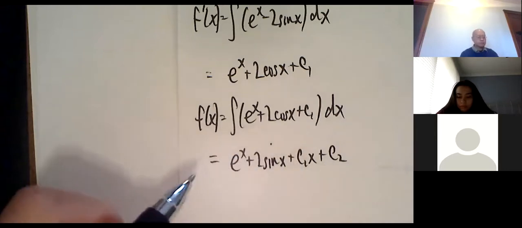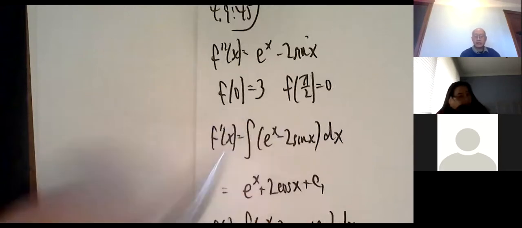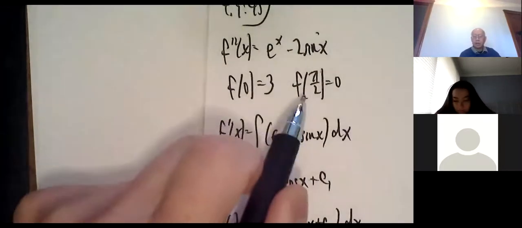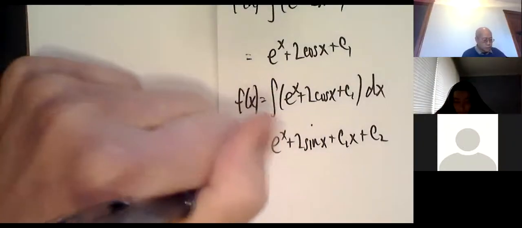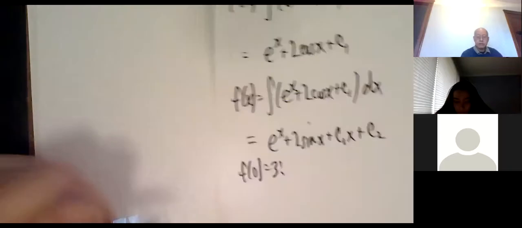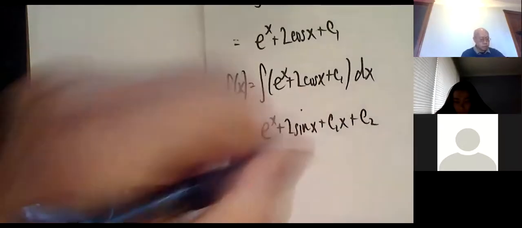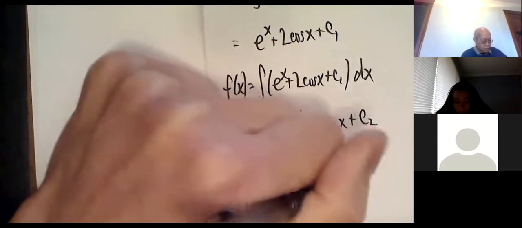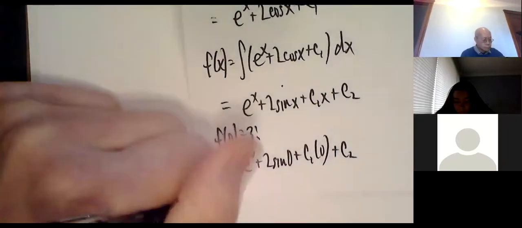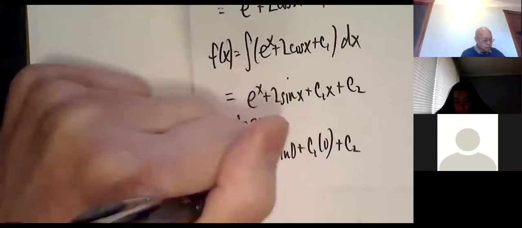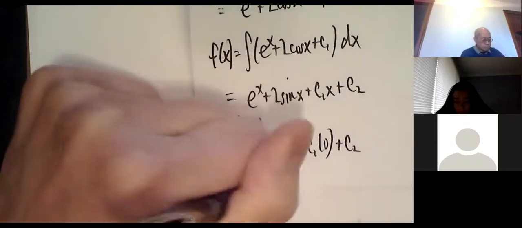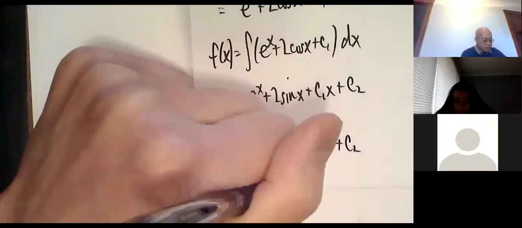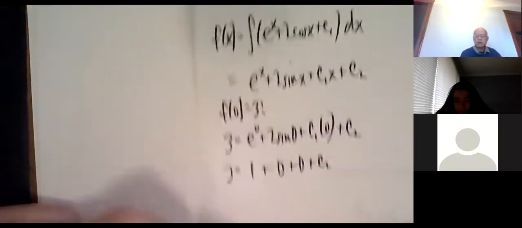It works. Okay, and now I take advantage of this information. When I plug in 0, I get 3. When I plug in pi over 2, I get 0. So f of 0 equals 3, meaning 3 is the answer when I plug in 0. So e to the 0 plus 2 sine 0 plus c1 times 0 plus c2. E to the 0 is 1. Sine of 0 is 0. 0 times that is 0, plus c2. So subtract 1. c2 is equal to 2.